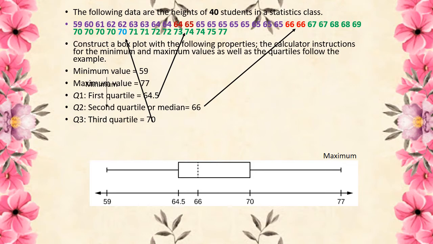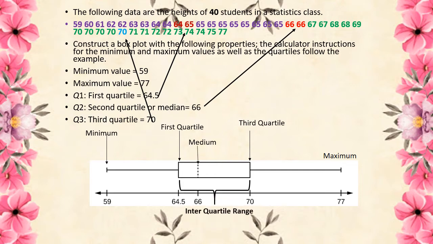See the diagram. The minimum value is represented at the box. First quartile, then median, then third quartile and maximum value. And the box is calculated as the interquartile range.